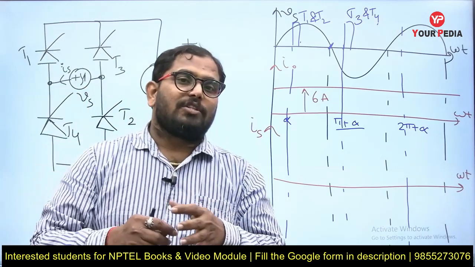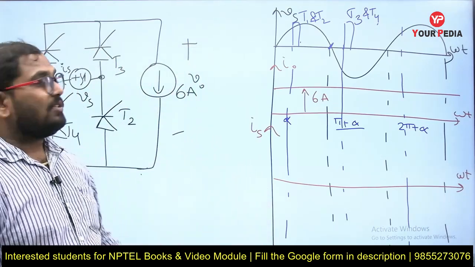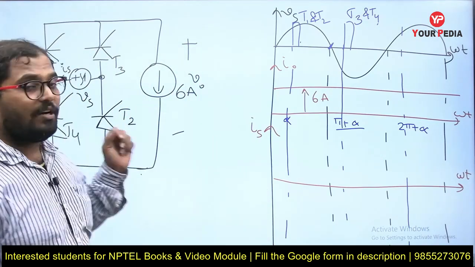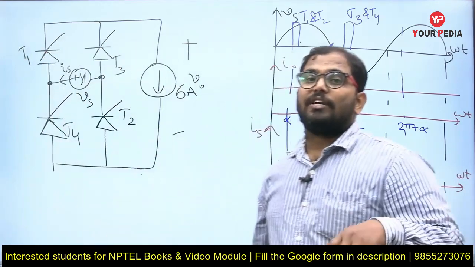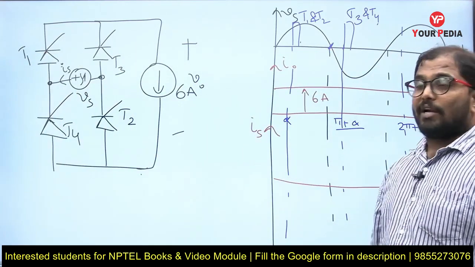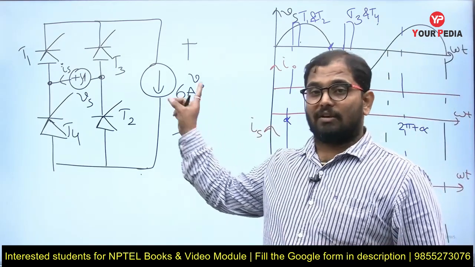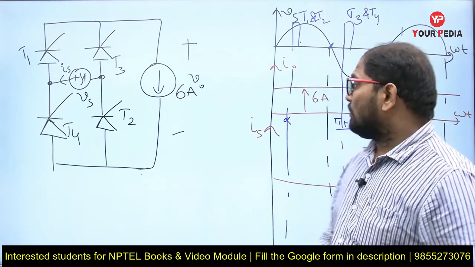to stay in the on state, to maintain the on state. This way the load will force the devices T1 and T2 to maintain their on state, so that the load will get the required amount of current. So that is the reason.